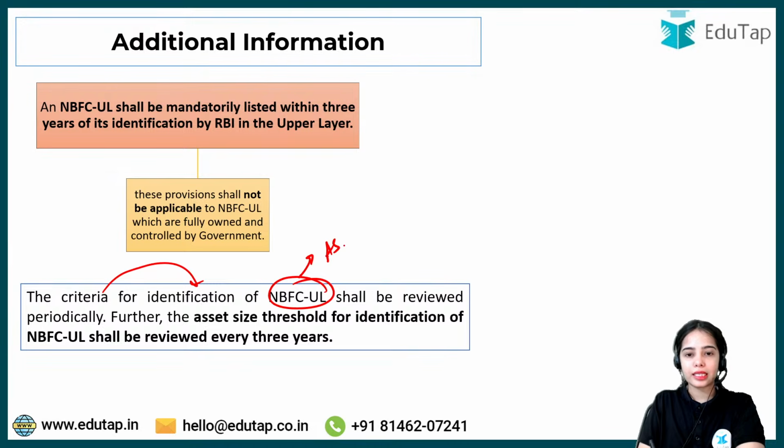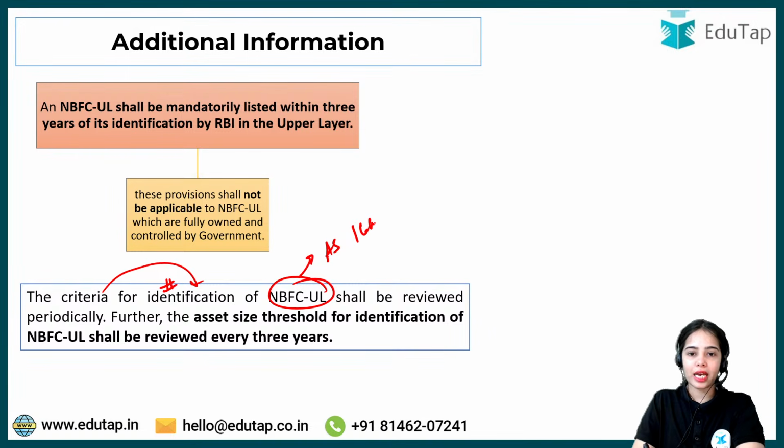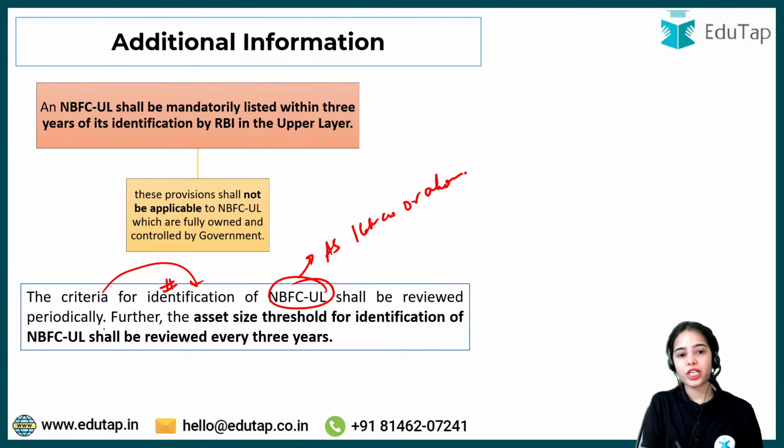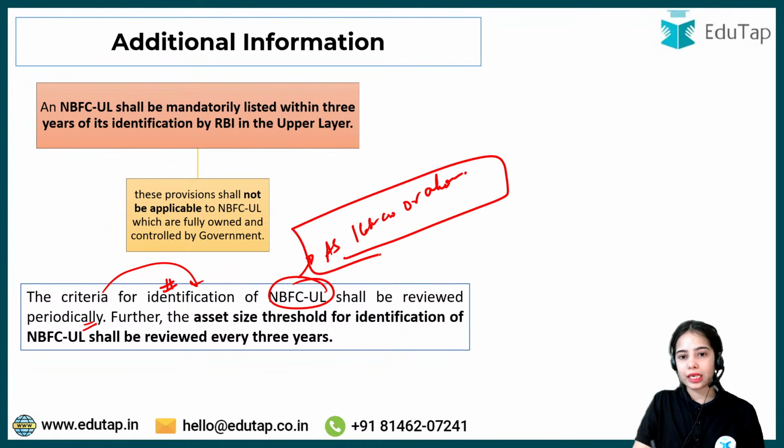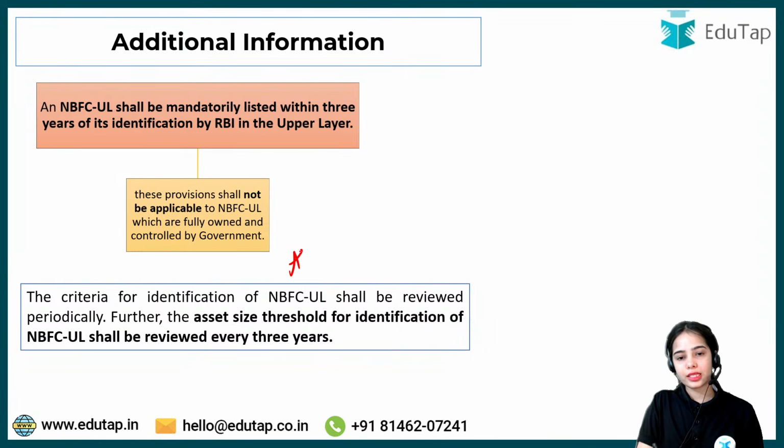Now, the criteria for identification of NBFC upper layer is what? That is asset size. The criteria for identification of upper layer has been amended, and basically it has been said that to identify the NBFC upper layer, you just have to see that the asset size is 1 lakh crore or above. So this criteria shall be reviewed periodically. Further, the asset size threshold shall be reviewed every 3 years.